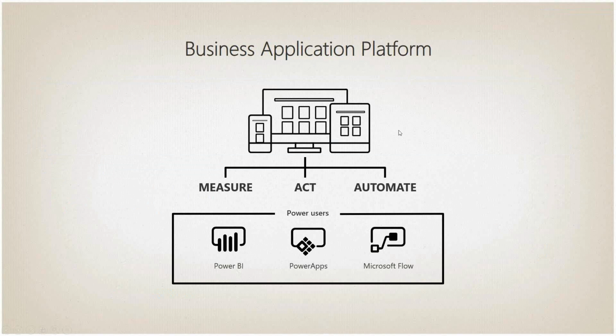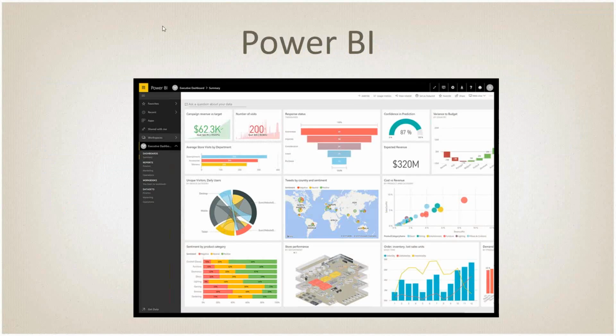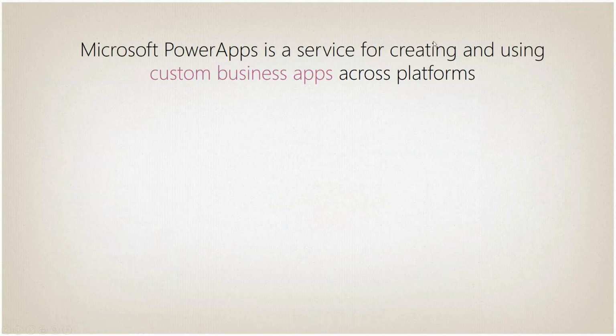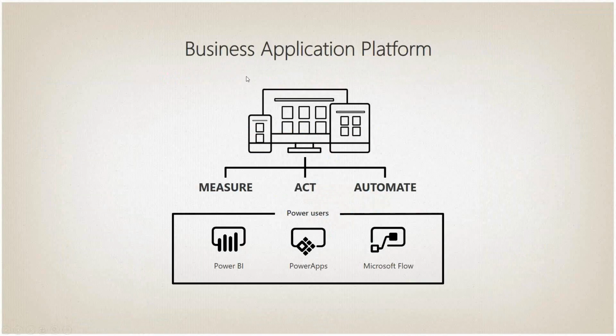Another thing that we have available to us is the fact that we actually have an entire platform. Sorry, I'm working on one screen today, and I am all over the place. So if you look at Dynamics as a platform, which it is, because business applications platform is really what they call it internally at Microsoft, we can measure, act, and automate using Power BI, which we'll talk about in a second, Power Apps, and then Microsoft Flow.